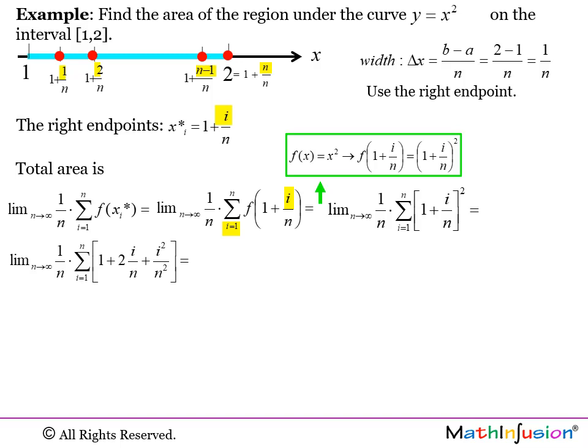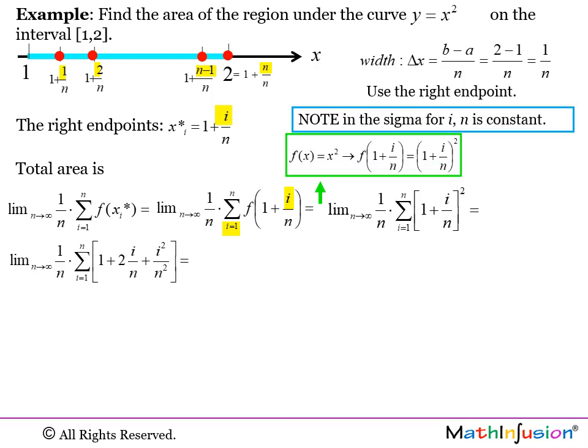Now I see that this sum actually has 3 parts. I also note that the sigma is only related to the i, not to the n. It means that n is like a constant, but only within those brackets that you see. I would like to recall again that the limit is related to n, so you cannot take 1 over n, for example, out of the limit, but you can take it out of the sigma notation.